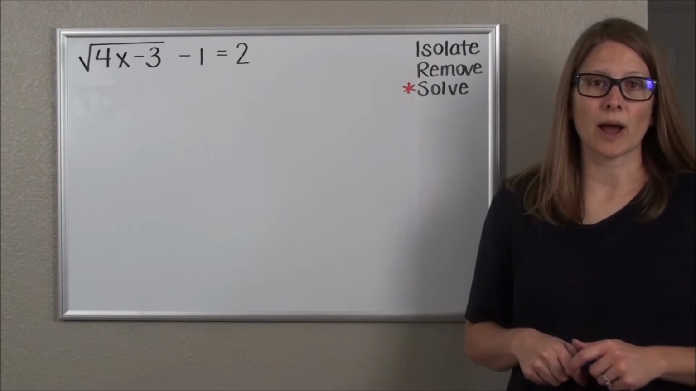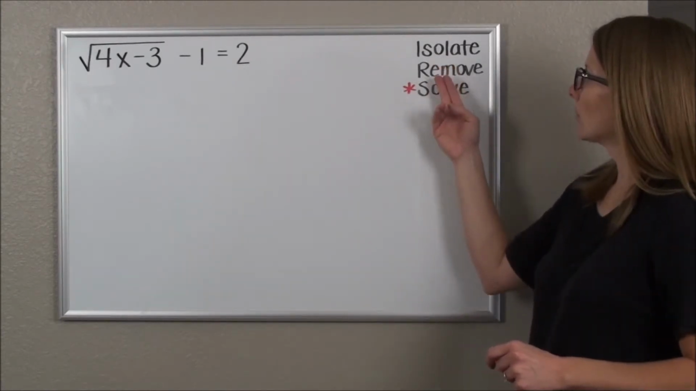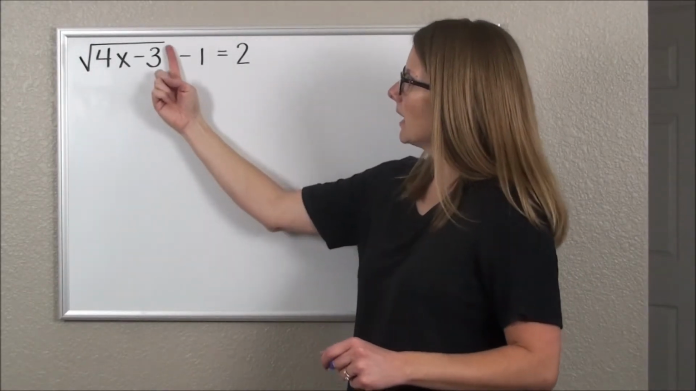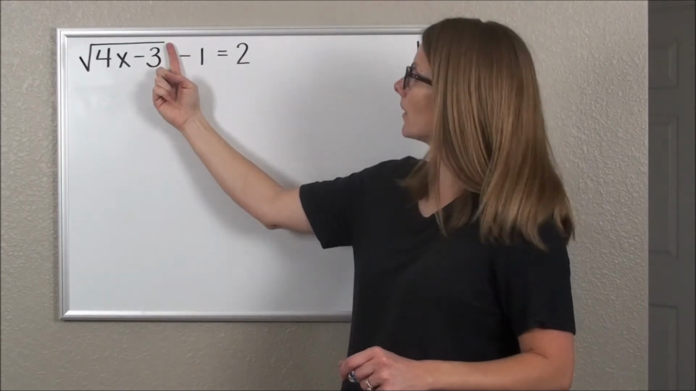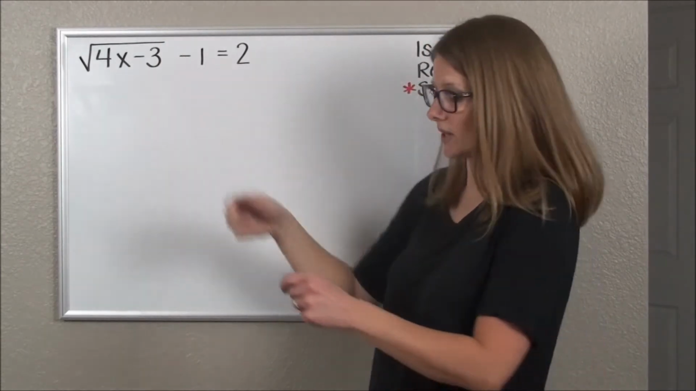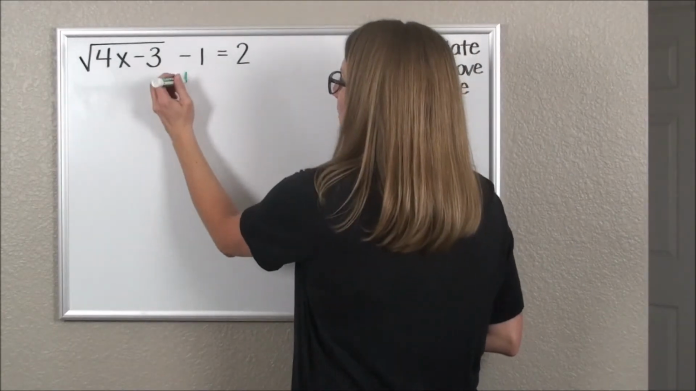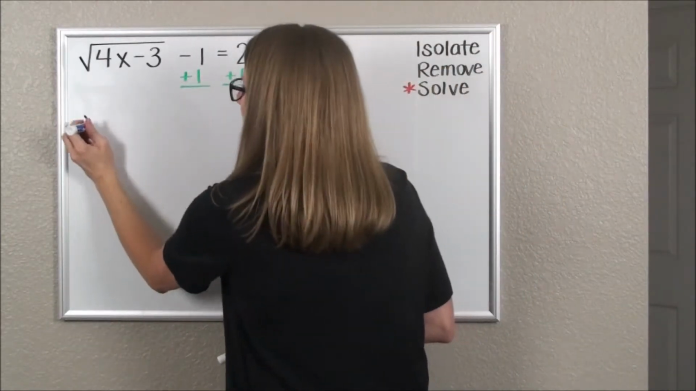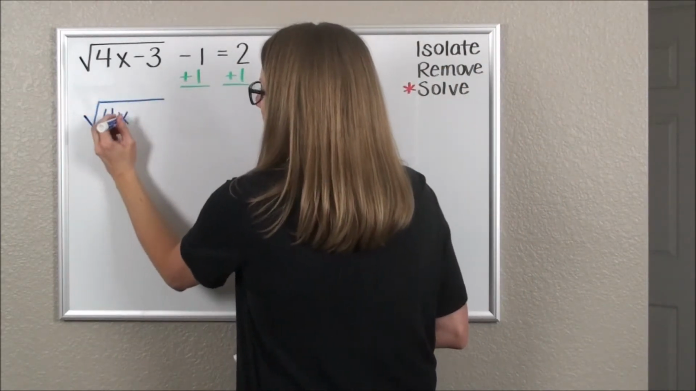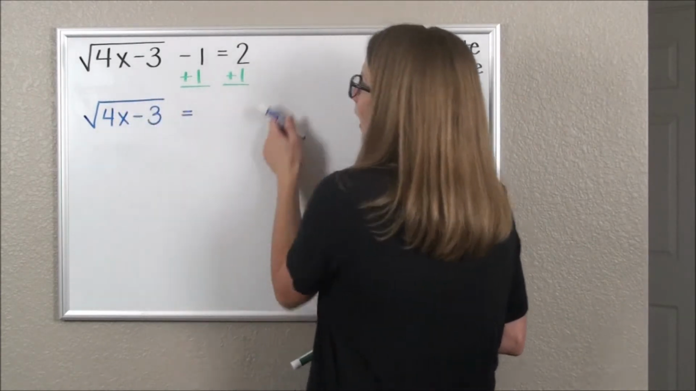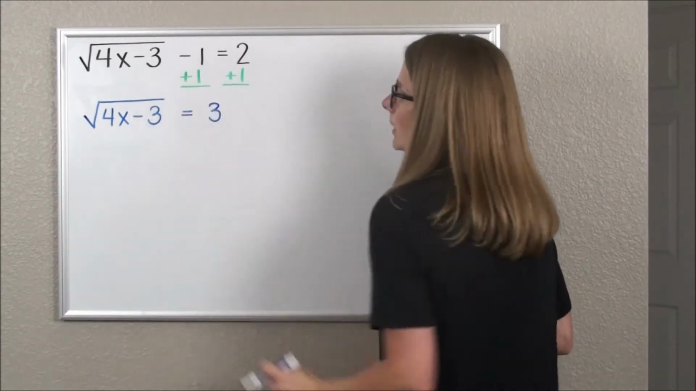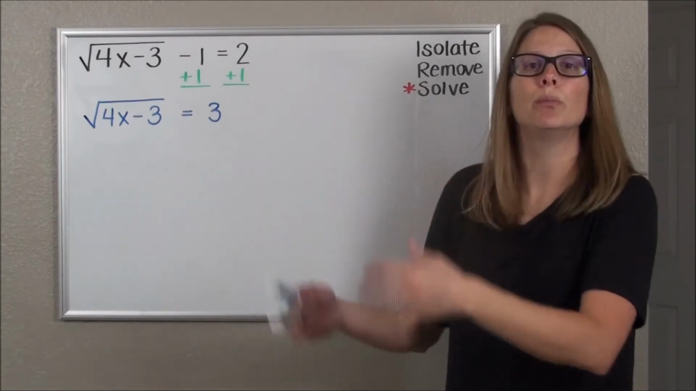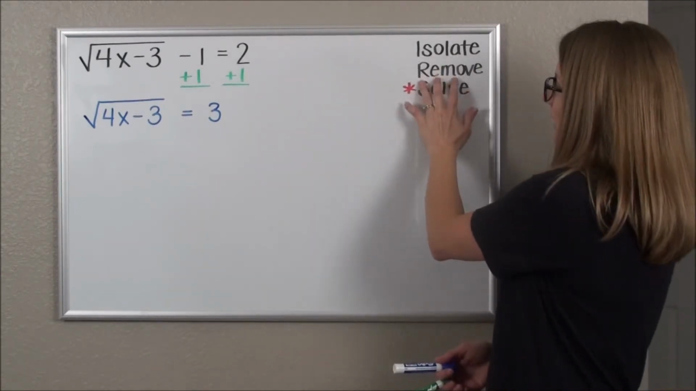So again, as I'm solving these radical equations, I want to isolate the root, remove it, and then solve. In this example, I see the square root here, but because that root bar does not extend any further than the 3, I know that this -1 needs to move to isolate the root. Let's relocate that 1 using addition. So I now have the square root of 4x minus 3 by itself on the left. On the right, 2 plus 1 will give me 3. So now that the square root is by itself on the left, I can work to remove that square root. So it's isolation and now removal.